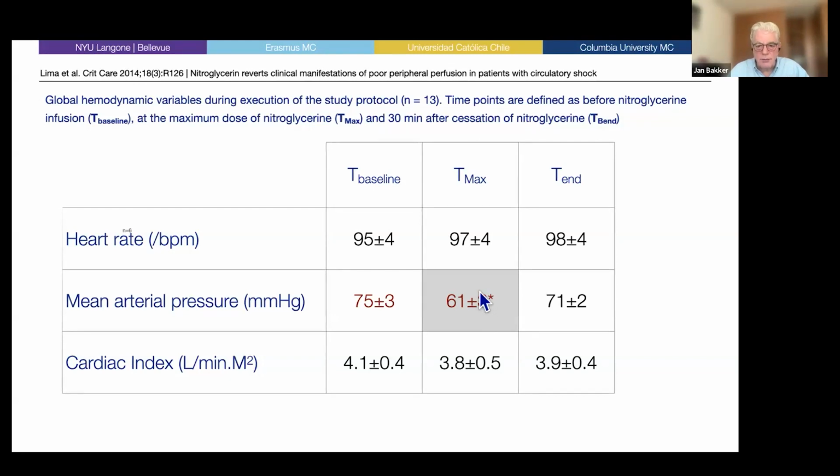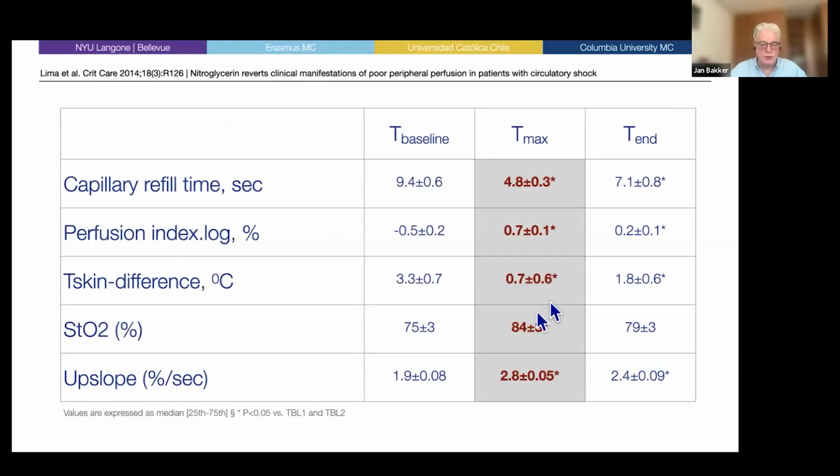Sometimes we give a little bit of fluids. In this case, we didn't, and you can see there is a small decrease in cardiac index, not significant, but still. So there is some vasodilation in the, let's say, macrohemodynamics as well, giving you a little bit of hypertension. And as you can see, it immediately returns when you stop the infusion.